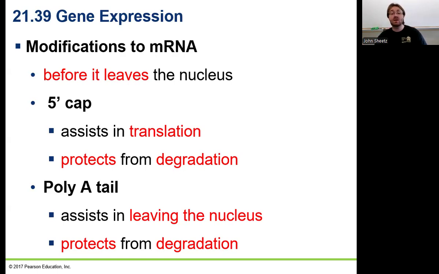The other side is going to have what's known as a poly A tail, which is also degraded instead of the sequence, but it specifically has a role in helping the RNA leave the nucleus.